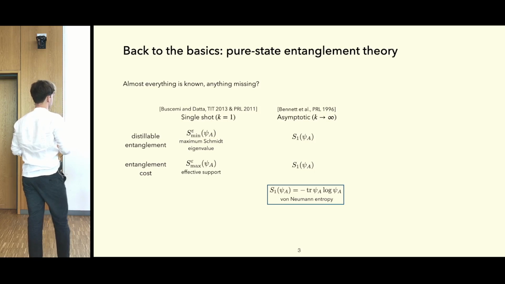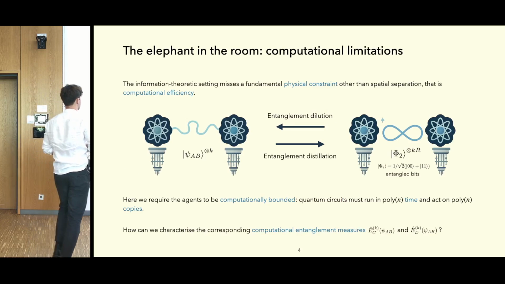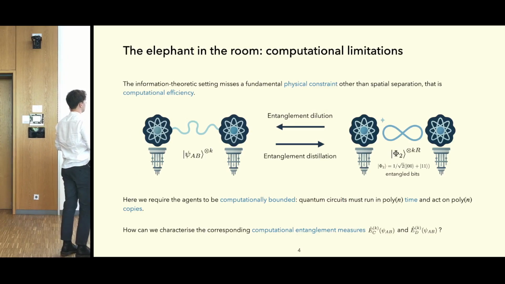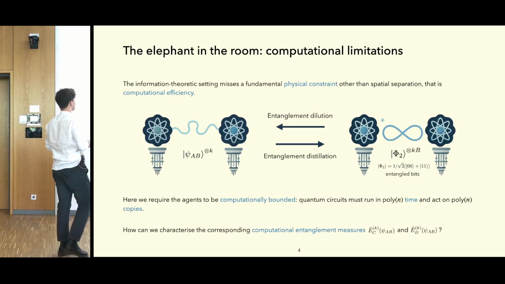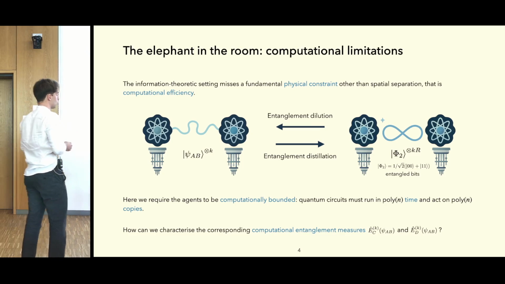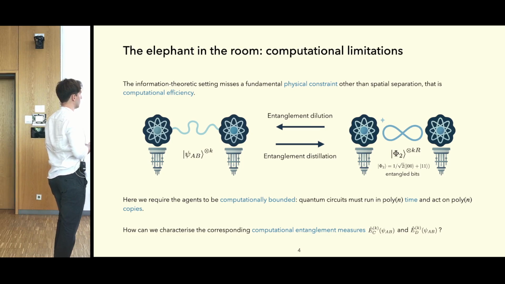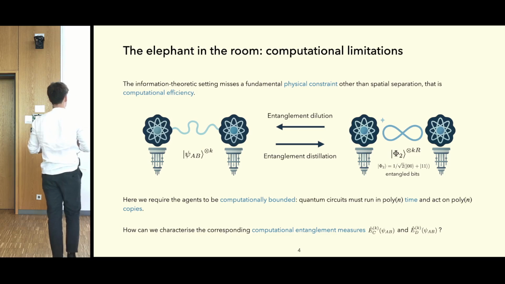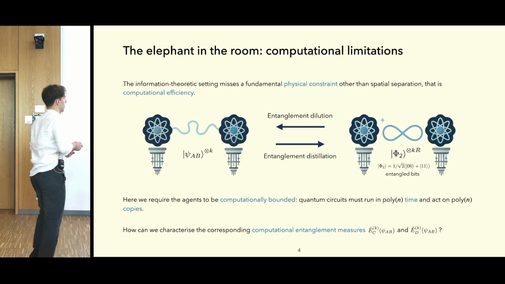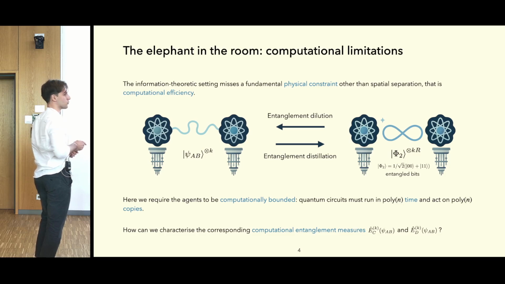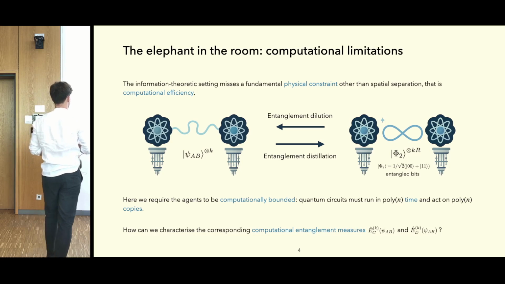I'm just saying that this is very well established. However, I think this picture misses a fundamental constraint, which is that the two parties have some limits given by their physical situation, and in this case these limits are turned into the fact that they can only apply LOCC operations. But it makes sense to consider a physical constraint that they can also only apply computationally efficient operations. And in this work, what we do is exactly this.